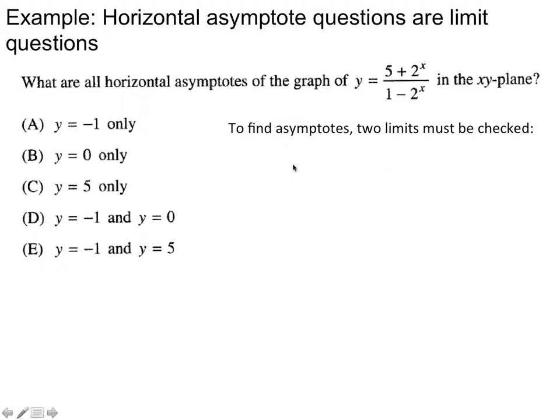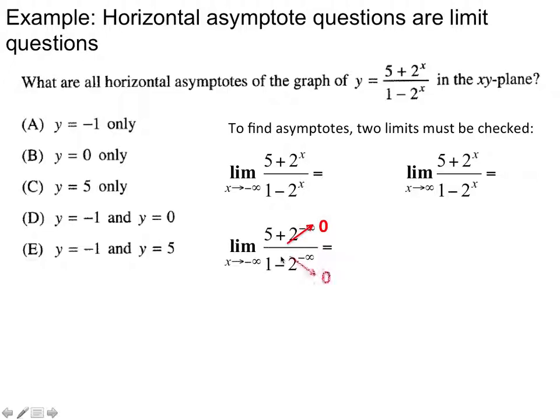Okay, so to find the asymptotes, we have to do two limits here for horizontal asymptotes. We got to approach from negative infinity and positive infinity. So let's do negative infinity first. Putting in negative infinity here gets us indeterminate forms. It gets us 0 over 0. And then here's the plus infinity expression.